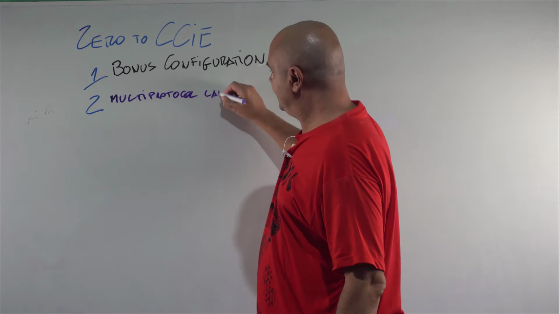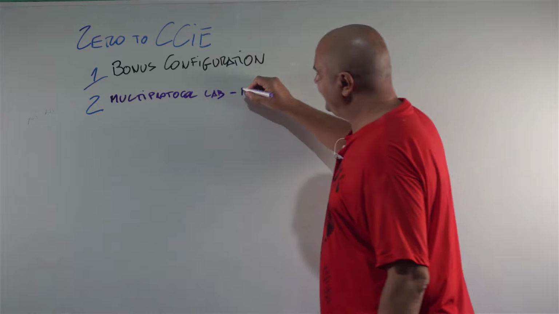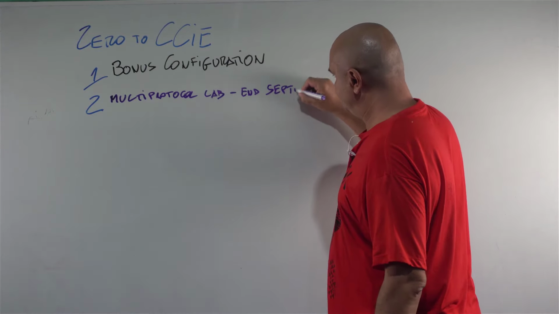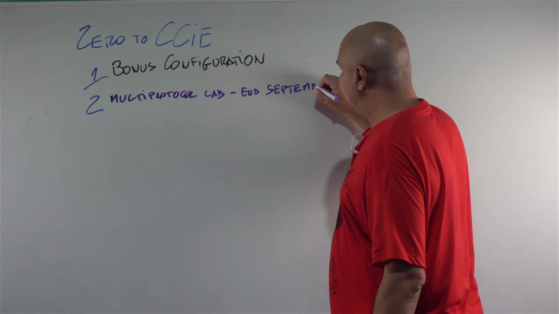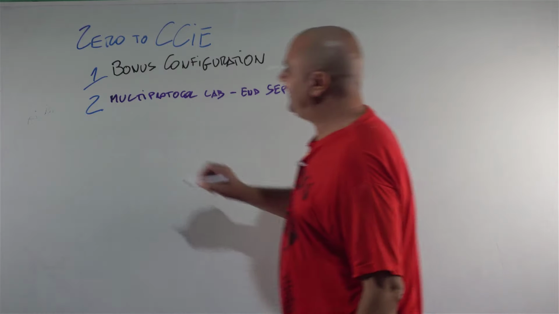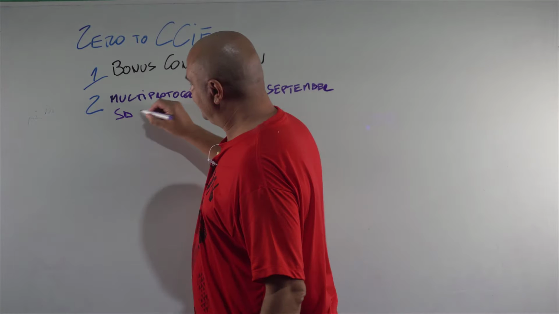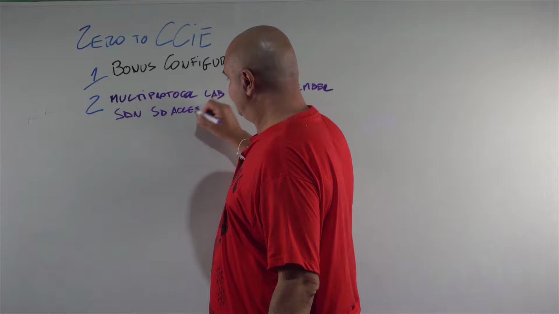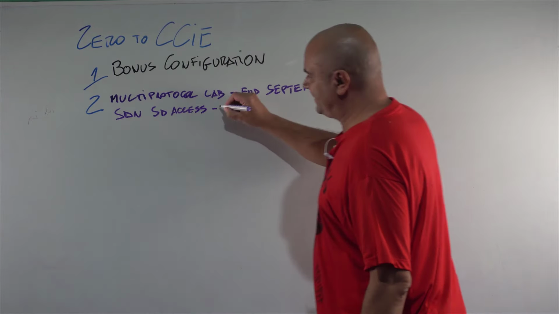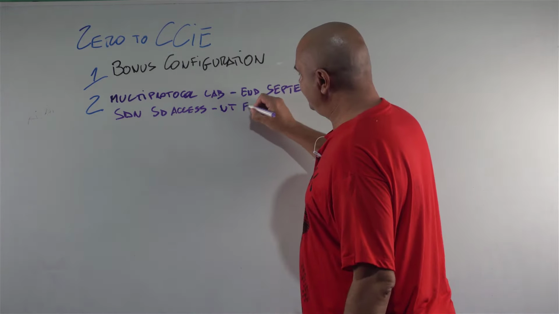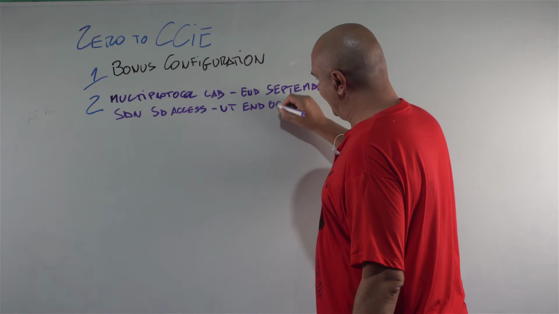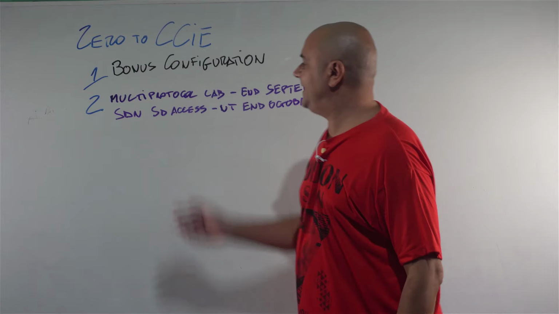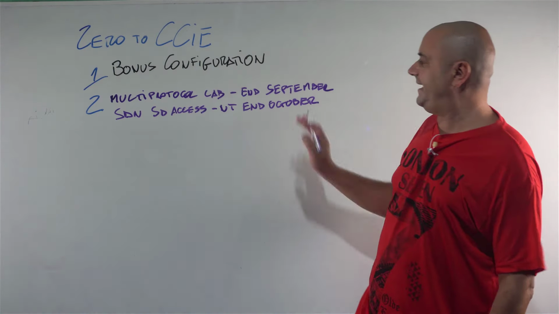lab by end September end. And we have the SDN, SD access, and new technologies by end of October. So SDN, SD access, new technology, end of October.